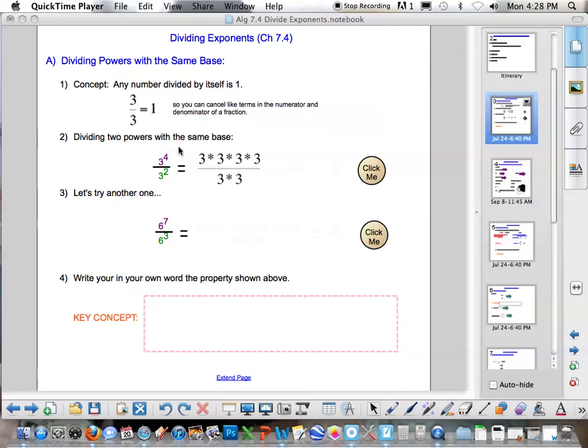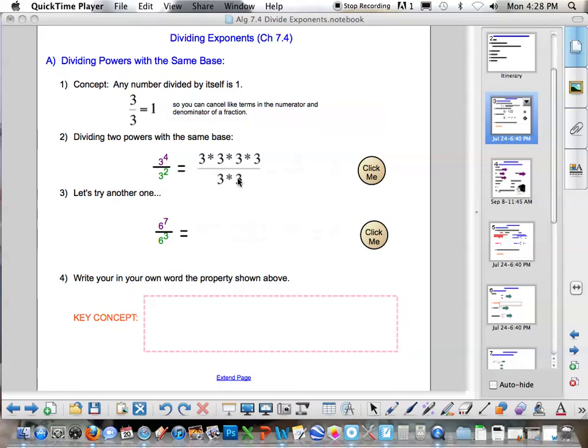Let's look here at our first problem, 3 to the 4th over 3 to the 2nd. Something to notice is that our bases are the same. We have 3 here as a base and 3 here as a base. 3 to the 4th is the same as 3 times 3 times 3 times 3, 4 times on the top. We can write that out. And 3 to the 2nd is the same as 3 times 3, 2 times here in the bottom.